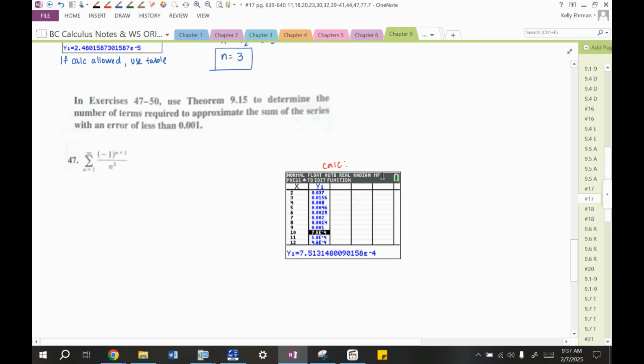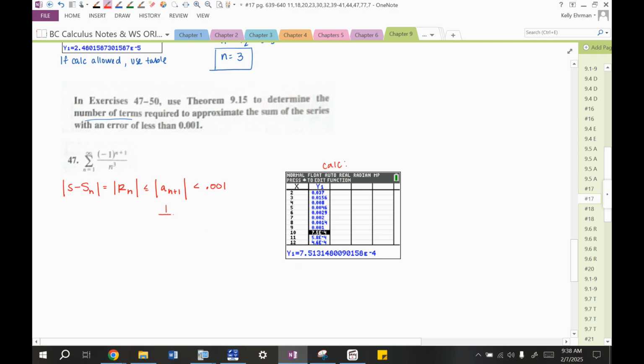All right, for this one, use the theorem to determine the number of terms required to approximate the sum, and then they don't tell me to find that sum. So same thing we just did. Let's do it without a calculator and with a calculator. They're asking me to find the error, the difference of the actual sum and my partial sum. That's the same thing as asking for the remainder of the nth partial sum, which will be less than the (n+1) term that I left off. And that needs to stay less than 0.001 again.